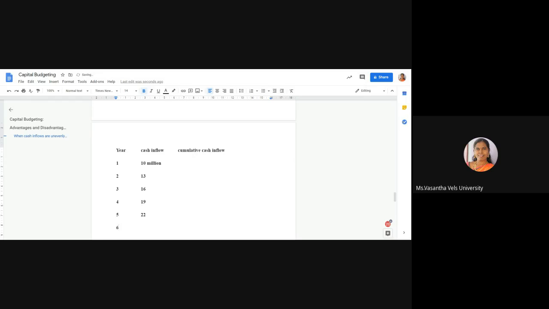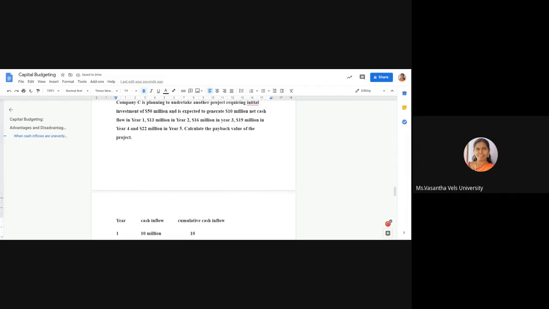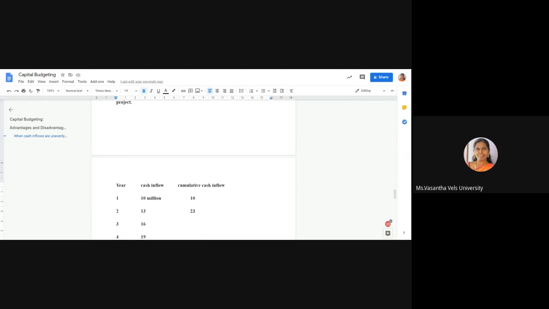Sixth year? Only 5 years, ma'am, there is no sixth year. Okay. Next, cumulative cash flow means first you add 10 million. You know how to do cumulative: 10 plus 13 is 23. Actually, what is your initial outlay? Initial investment is how much? 50 million. So here I will write 0.